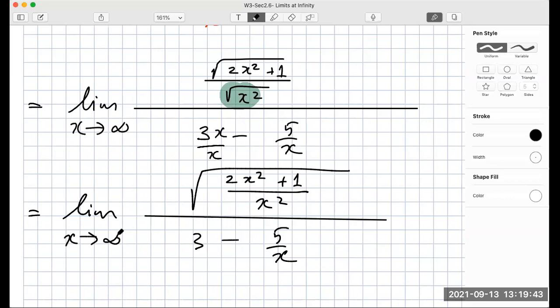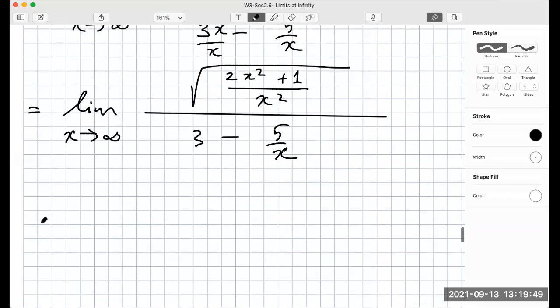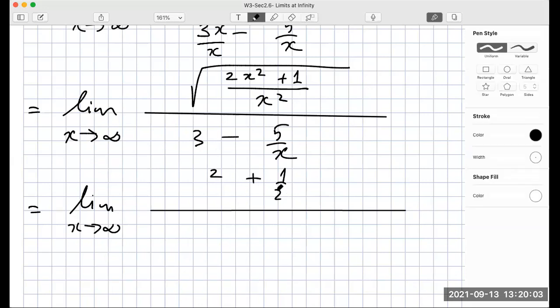So now, inside the radical sign, we'll simplify it, okay? What do we have? 2x squared over x squared simply gives us 2, right? Yeah, I haven't written it yet, but yes, you're right. 1 over x squared and the denominator here. Okay.